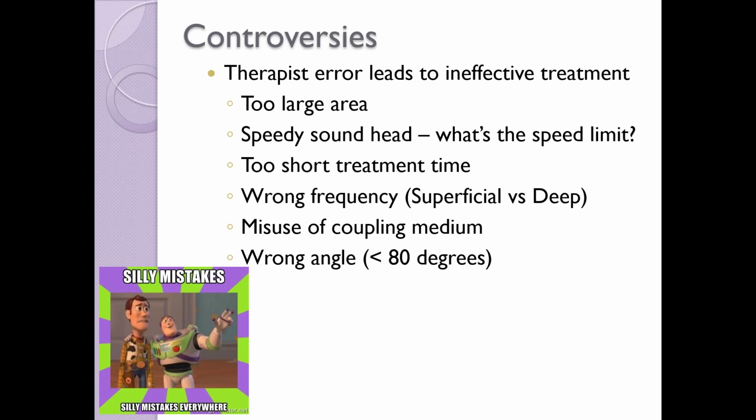We have to have a solid foundation of the underlying anatomy in order to determine the target tissue and select the proper parameters. Misuse of coupling mediums. Remember that some mediums are better conductors of sound waves than others. Ultrasound gel or distilled or degassed water are the best coupling mediums. And the wrong treatment angle for the ultrasound head. The ultrasound head works best at a 90-degree angle. Anything less than 80 degrees will result in a lot of refraction of the ultrasound waves.